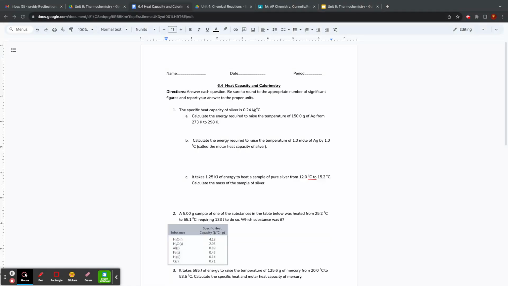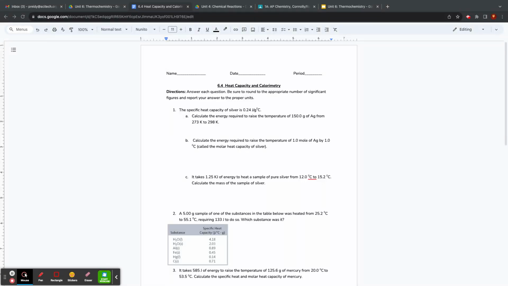It says the specific heat capacity of silver is 0.24 joules per gram degree Celsius. It's asking us to calculate the energy required to raise the temperature of 150.0 grams of silver from 273 Kelvin to 298 Kelvin.